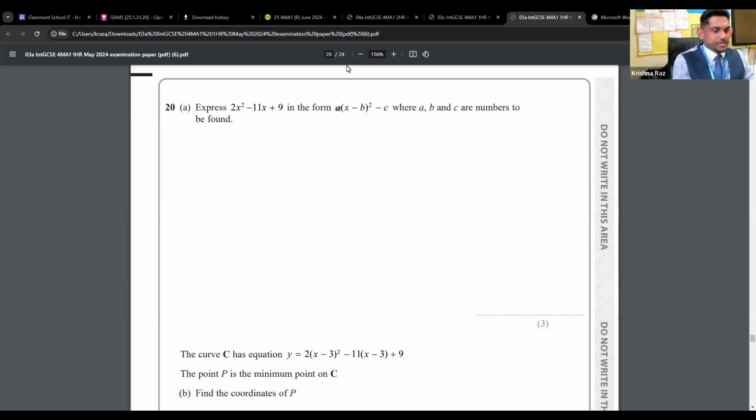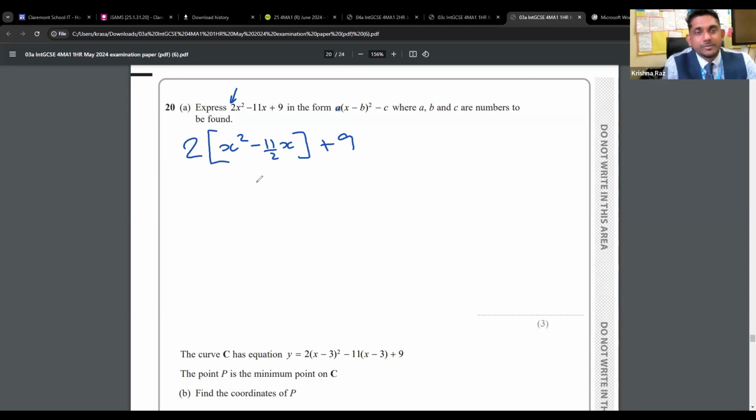Okay, so now on to question 20. So this is a completing the square question. So a lot of you remembered kind of what to do, but didn't execute. First, we take this constant out because it's annoying. So we get this. Now, what you have to remember is we haven't completed the square yet. So we need to now complete the square on the bit that's in the square bracket.